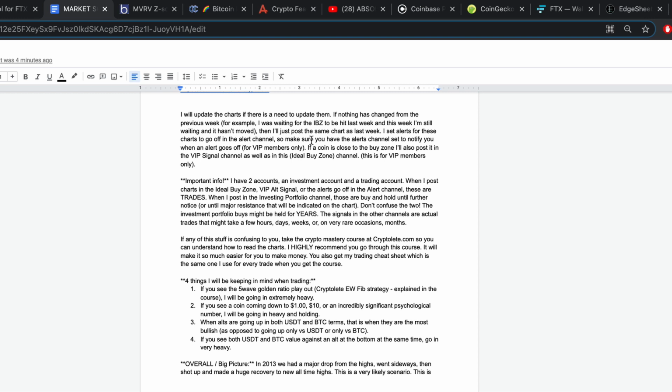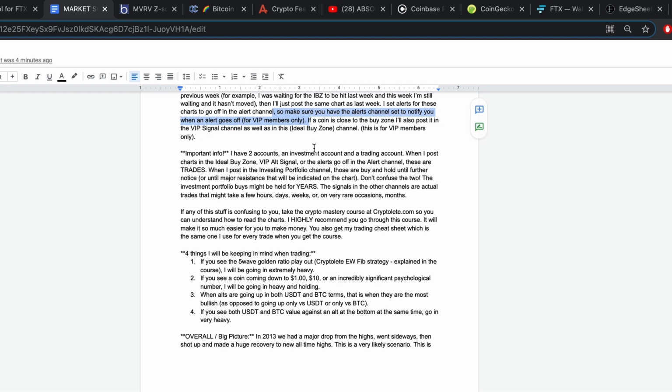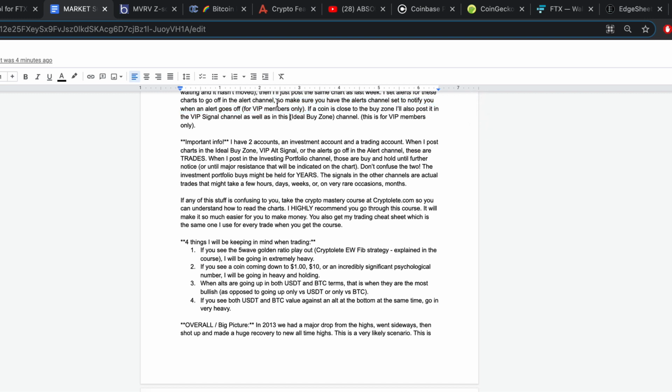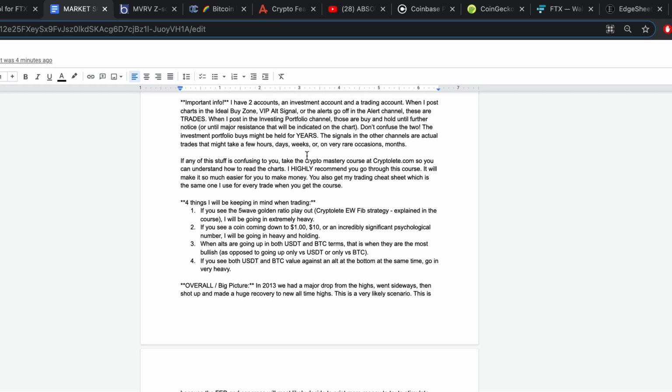The other thing is that I do set alerts for these charts to go off in the alerts channel in the VIP. So if you're not a part of the VIP, that is one of the benefits. I set alerts to go off in TradingView, and then I connect them via API to the Discord channel so that they go off in the VIP and they notify you. So if a coin is close to the buy zone, I will also put it in the VIP signals channel as well as the ideal buy zone channel. So anyway, I have a lot of stuff.